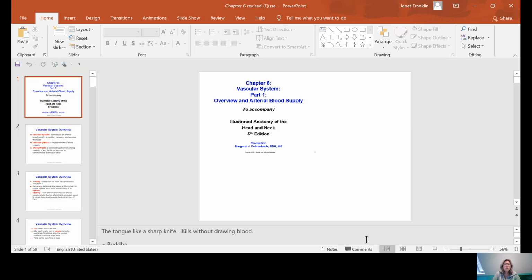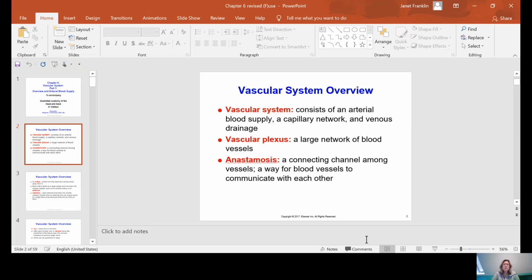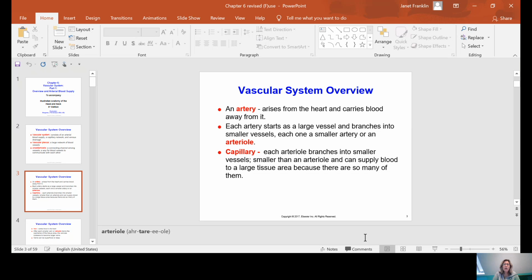So the vascular system, there's some definitions at the beginning. The vascular system consists of an arterial blood supply, a capillary network, and venous drainage. There's something called a vascular plexus, which is a large network of blood vessels, and anastomosis is a connecting channel among those vessels. An artery arises from the heart and carries blood away from it.